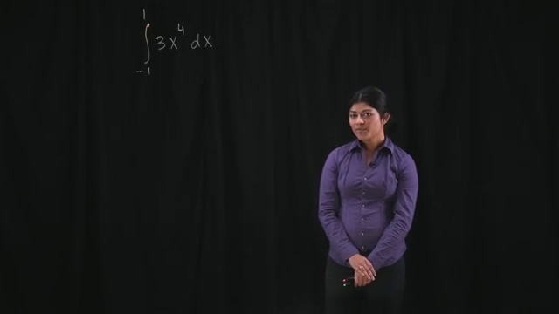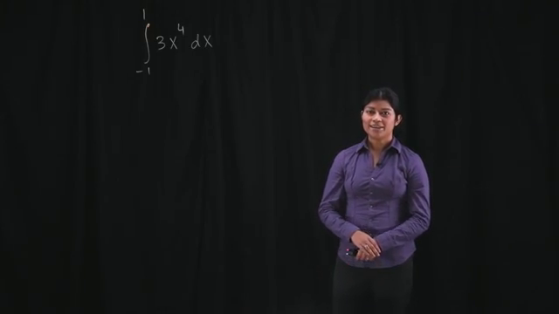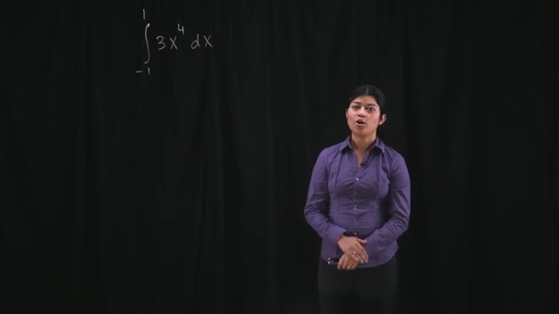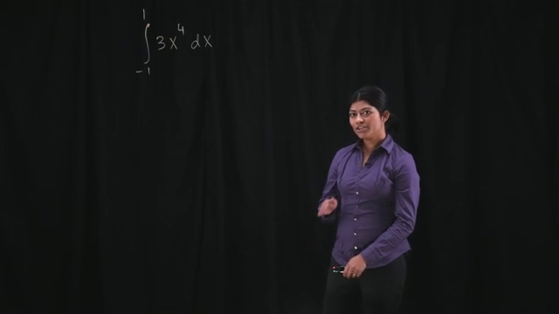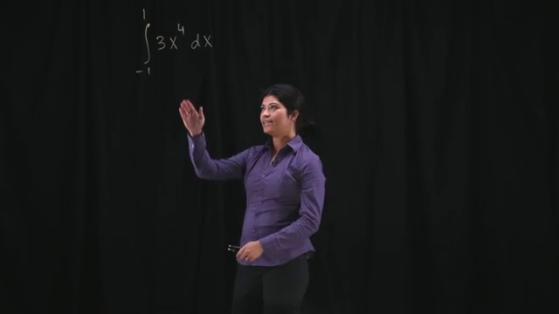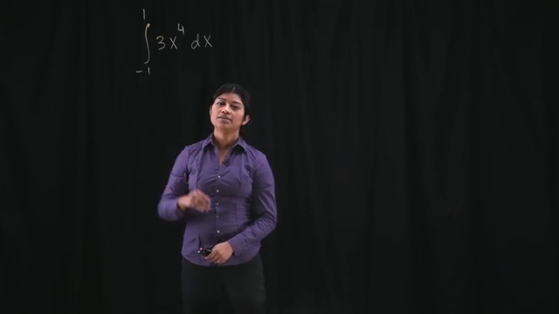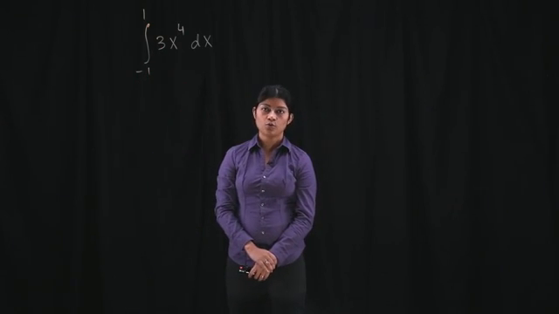Hi, I'm Papia, and in this problem, we are going to evaluate a definite integral using the properties of even and odd functions. So the integral that we have to evaluate is given right here. It's the integral from -1 to 1, and the function is 3x to the 4th.